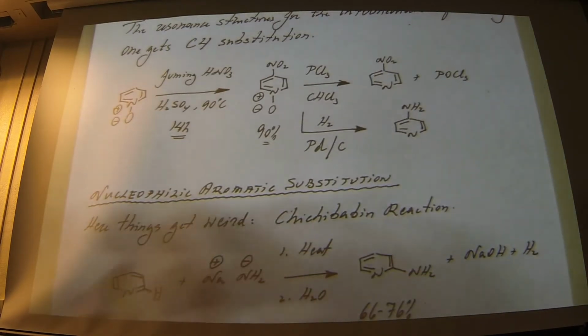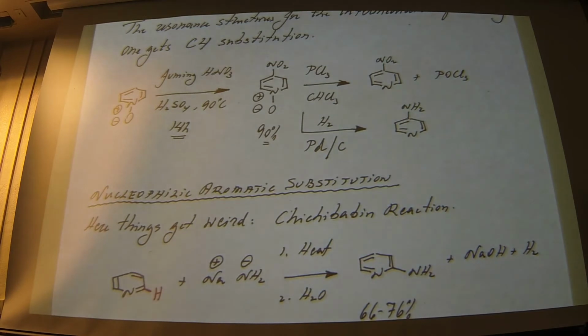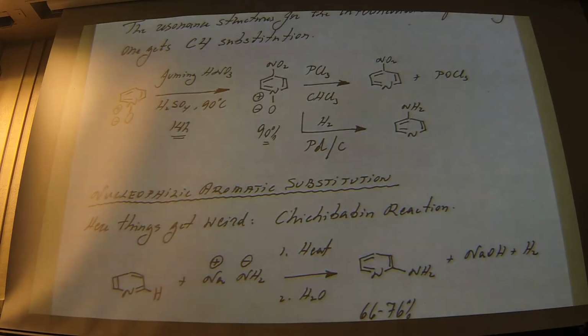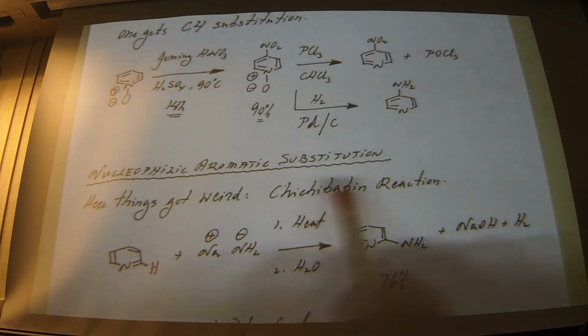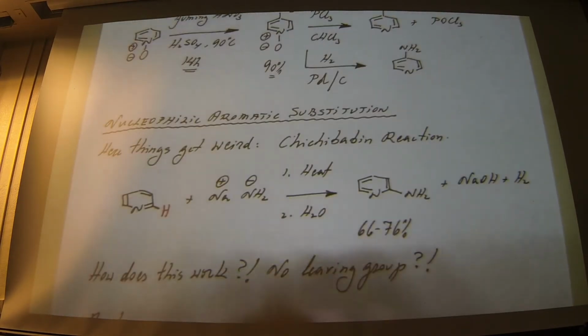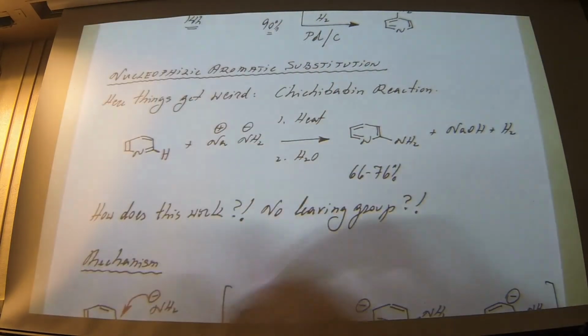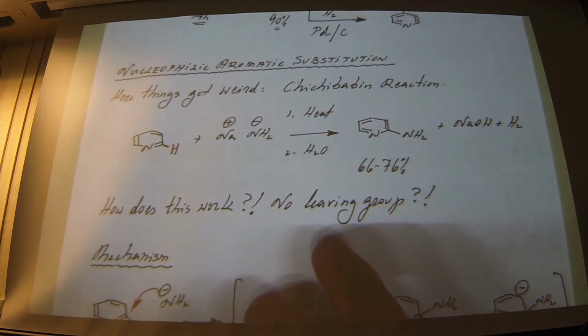So that's why I said that even though this chemistry looks a little bit different and maybe a little bit weird, we can understand what's going on based on first principles that we learned way back when we talked about electrophilic aromatic substitution. And so it all goes back to taking a look at the stability of the intermediates. Now, things get really weird with the Chichibabin reaction, named after a Russian who figured this out.